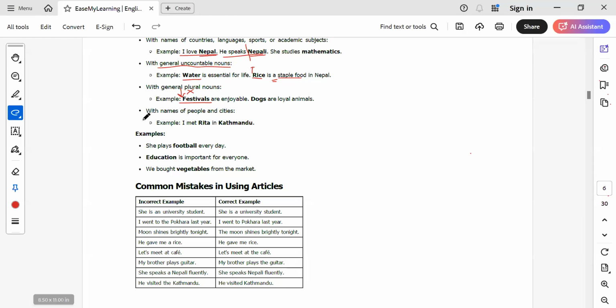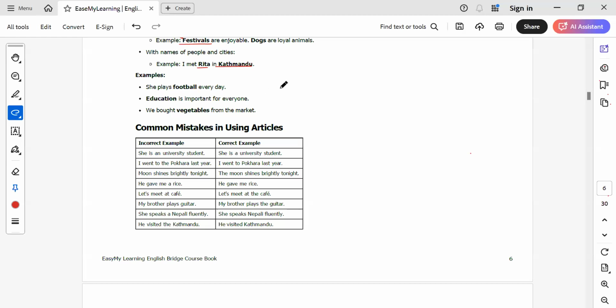Okay. The last example for null article or no article is when we talk about a specific person or a specific place. For example, I met Rita in Kathmandu, which means I'm only talking about one specific girl, Rita, and I'm only talking about one specific city, Kathmandu. So I'm not talking about anything else. So I don't want to say the anywhere in this sentence. Okay.